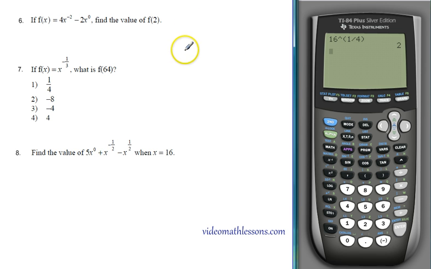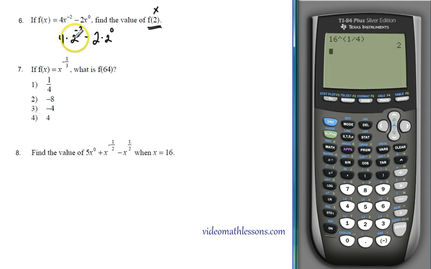Number 6. F of x equals 4x to the negative 2 minus 2x to the 0. And they just want us to evaluate this function at f of 2. And what that means is that 2 is the x value. Actually, people like these questions because this is very plug and chug, just crunch it out. So it's 4 times 2 to the negative 2 minus 2 times 2 to the 0.